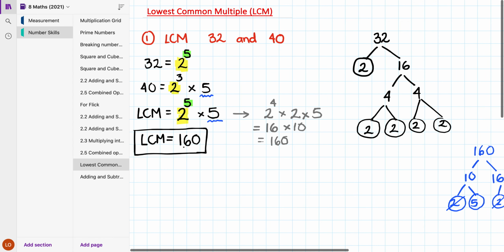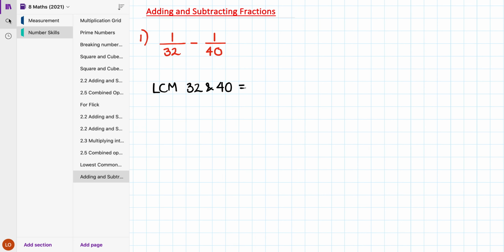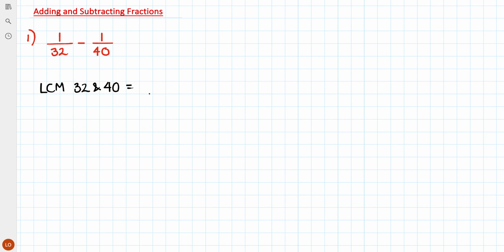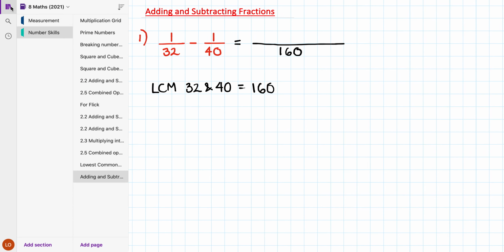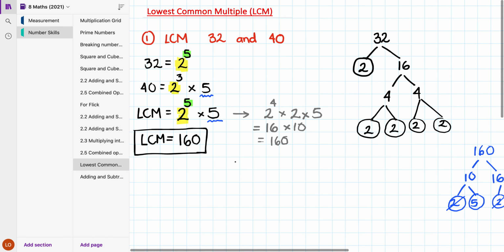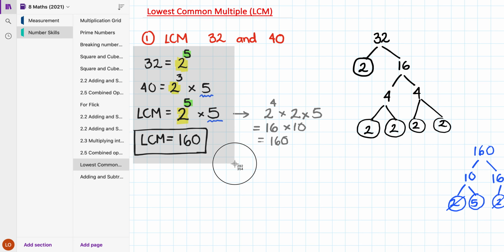So I have it here. The lowest common multiple between 32 and 40 is 160. Okay, that's my lowest common multiple. So this is what you're going to do. Your common denominator is going to be this lowest common multiple, 160. Now, I'm going to take a photo of this, so that instead of moving from one side to another, I'm just going to take a photo of this bit. That's all I need.